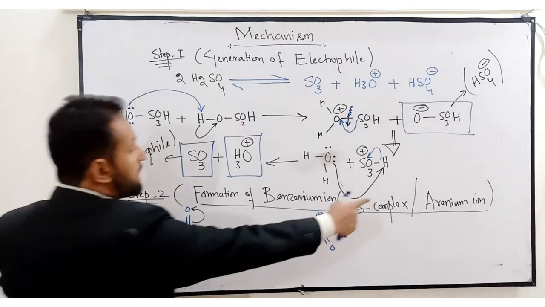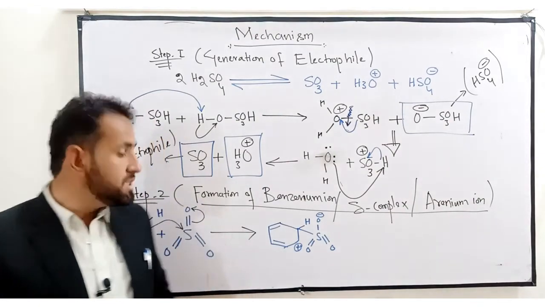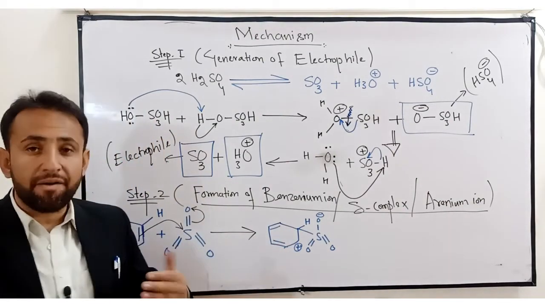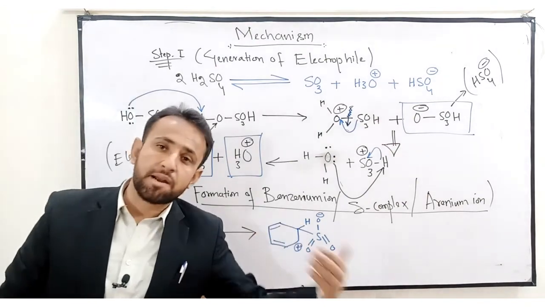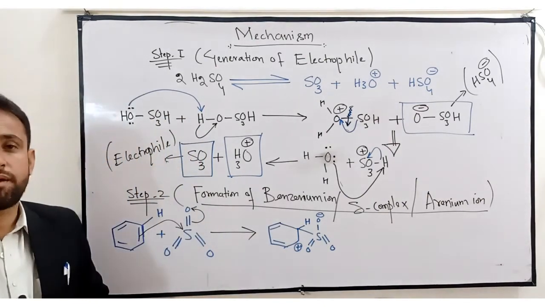This is also called arenium ion. Again, arene is another name for the benzene molecule. Since this contains benzene, arene is the alternate name of benzene. That's why it is also called arenium ion.